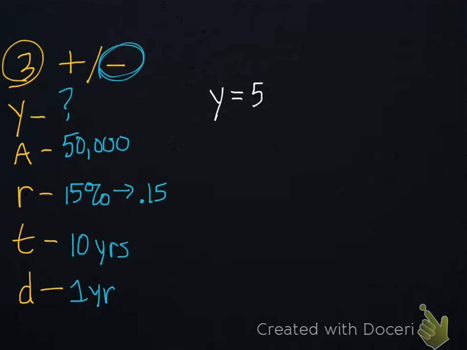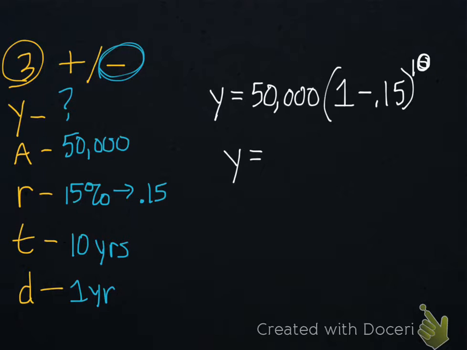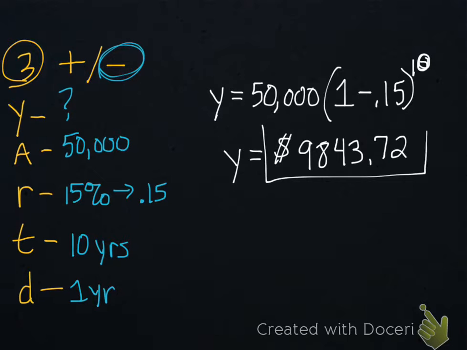Y equals 50,000 parenthesis 1 minus 0.15 raised to the 10th power. Okay, plug it in the calculator, and we get, remember it's dollars, $9,843.72. Ouch. In 10 years, from $50,000 to less than $10,000. That's gotta hurt.